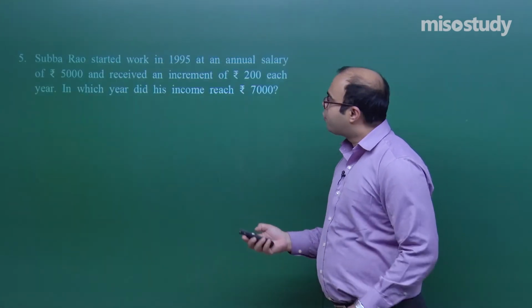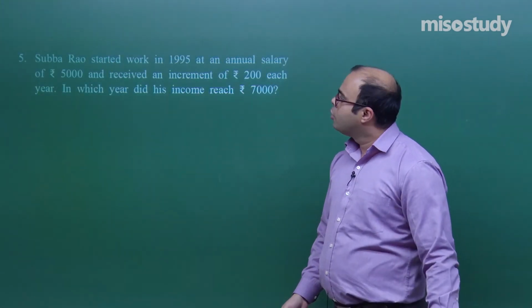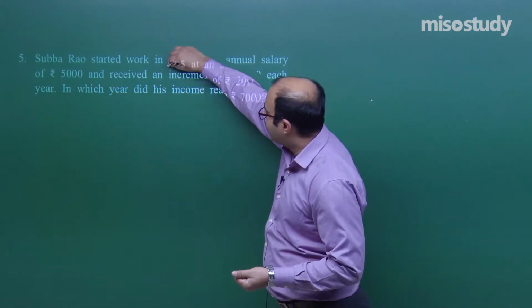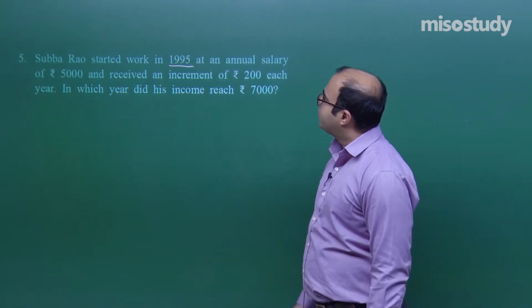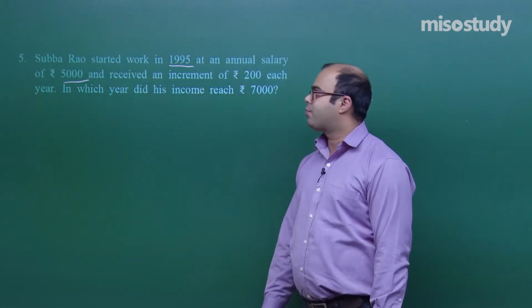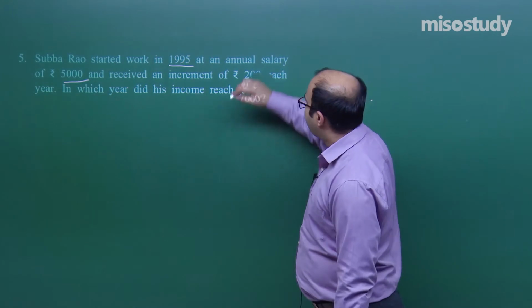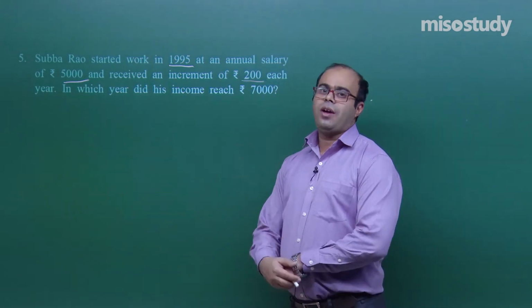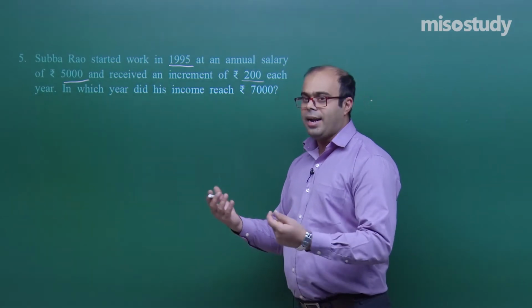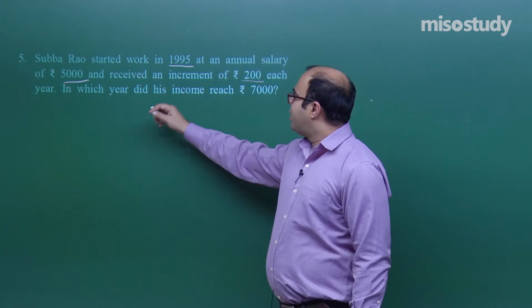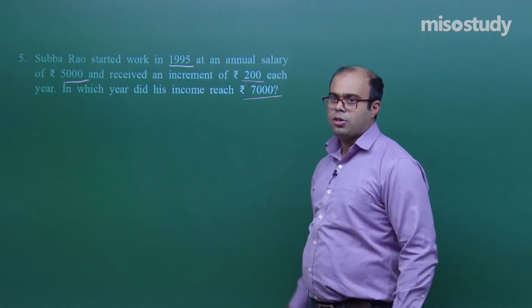Let us come to the fifth question, which is also of 2 marks. Subba Rao started work in 1995 at an annual salary of rupees 5,000. So, in 1995 his salary was 5,000 and received an increment of 200 each year. So, in 1996 it will be 5,200, in 1997 it will be 5,400, and so on. In which year did his income reach rupees 7,000?